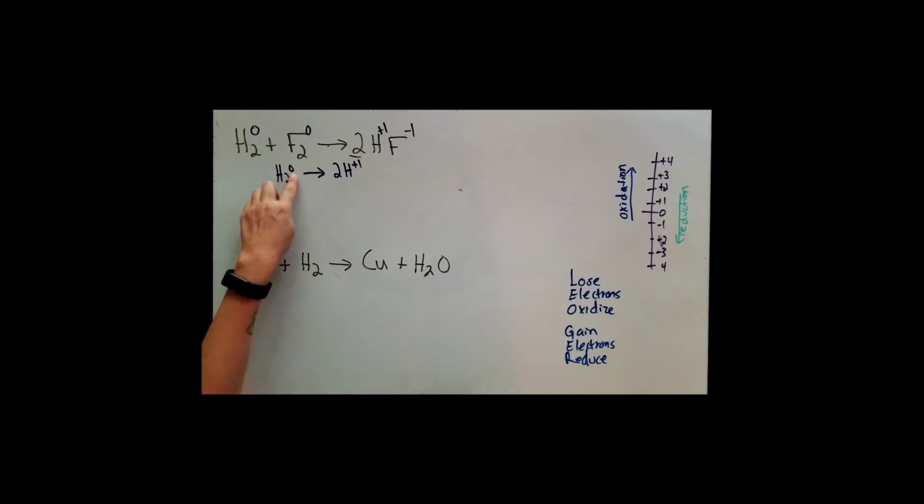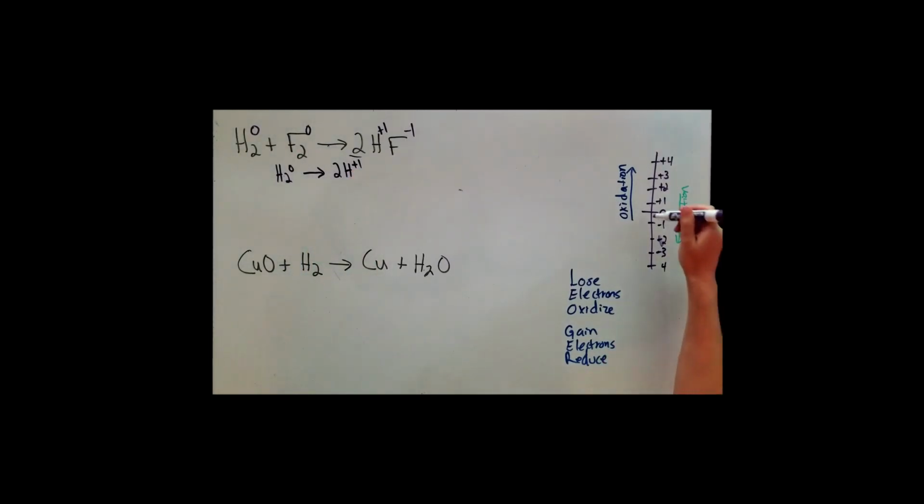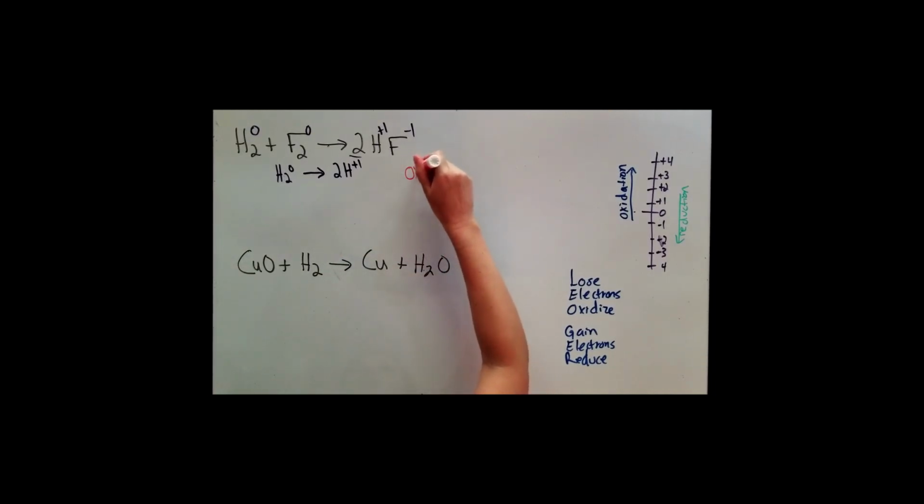All right, so I'm going from a 0 to a +1. So let's check that out. If I'm at 0 and I go upward direction to +1, I'm going up on the number scale. If I'm going up, that means it's oxidation, which is correct. So hydrogen is the one that is oxidized.